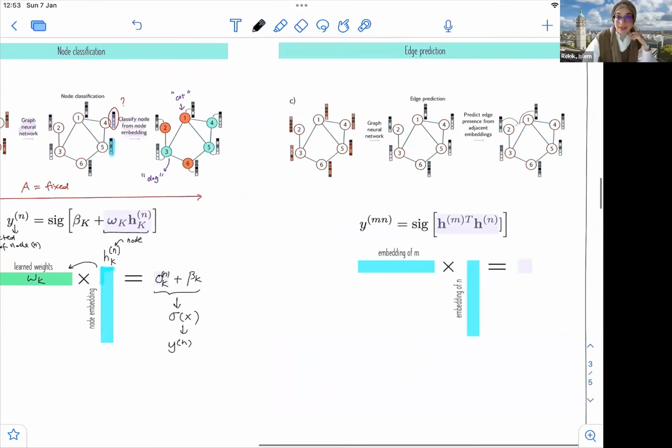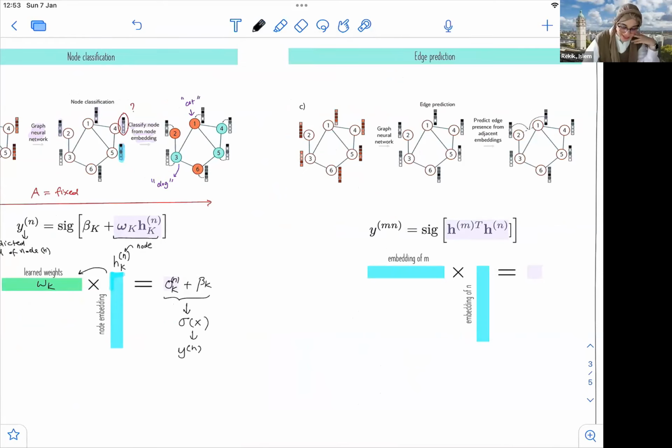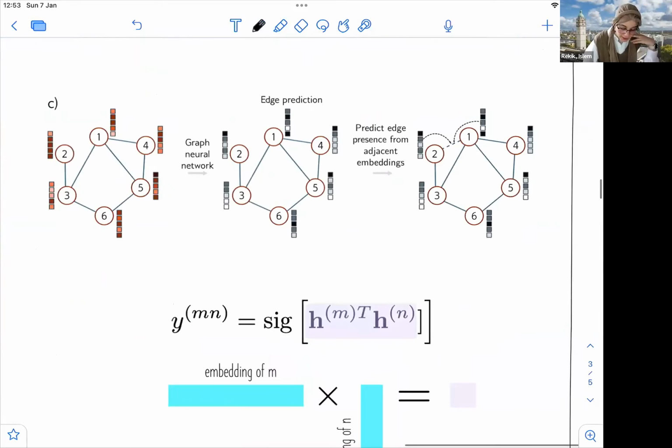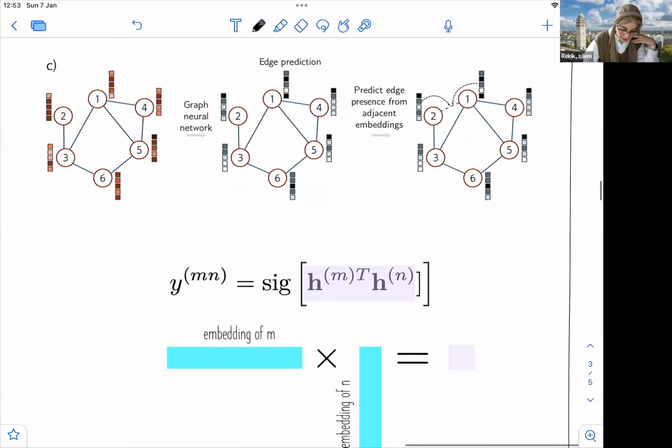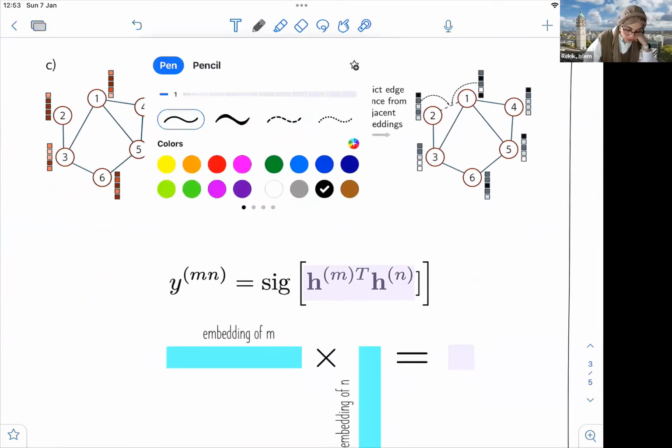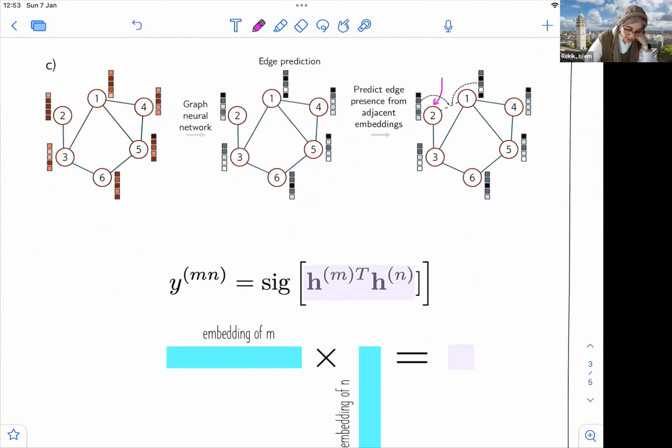So now we move to the last example, and that's even simpler. The last example is about edge or link prediction. In link prediction, the question that we're asking is, do we have a link between 2 particular nodes? So if we look at nodes 1 and 2, we want to predict the edge presence using their adjacent embeddings. Okay, so we look at the embeddings of the neighboring nodes. The neighbors of 1 and 2 are 3, 4, and 5. These are the immediate neighbors if we look at only one hop right here, okay?